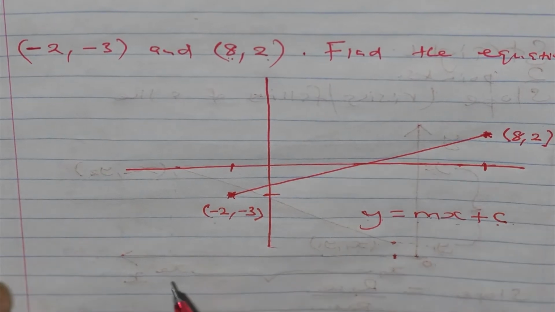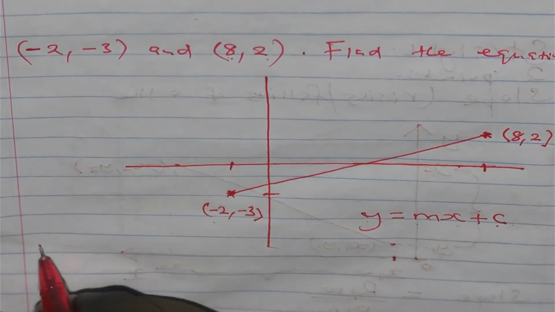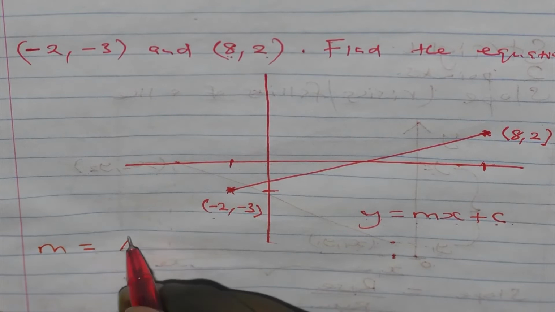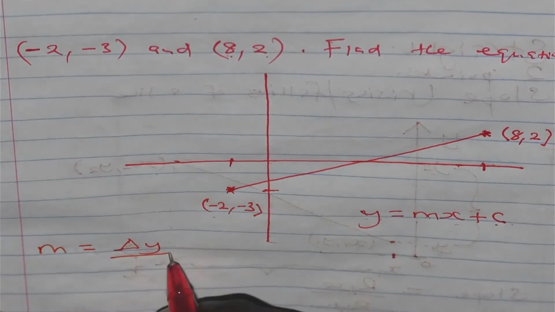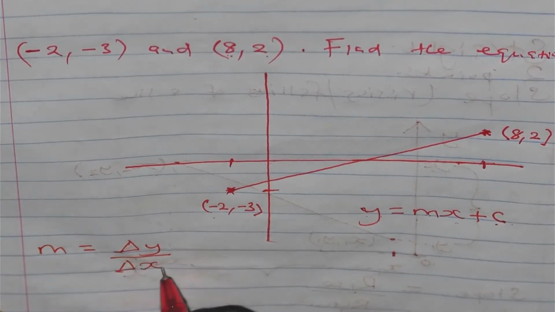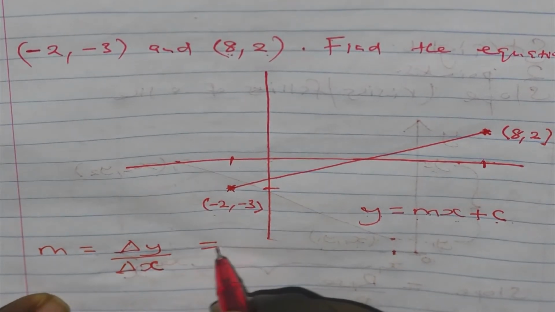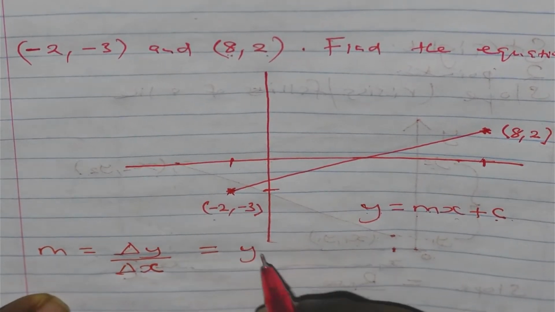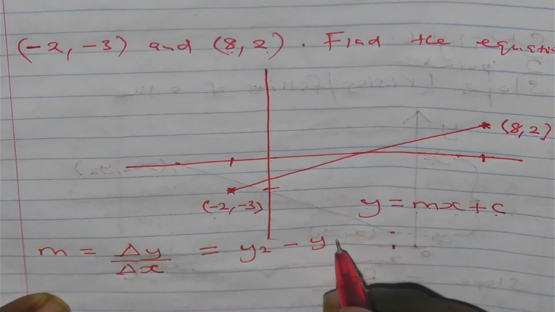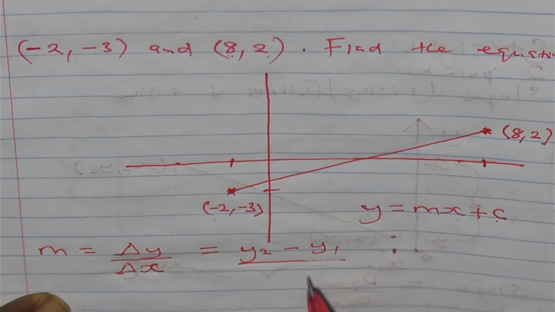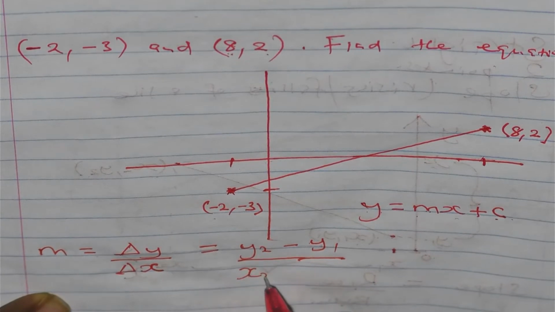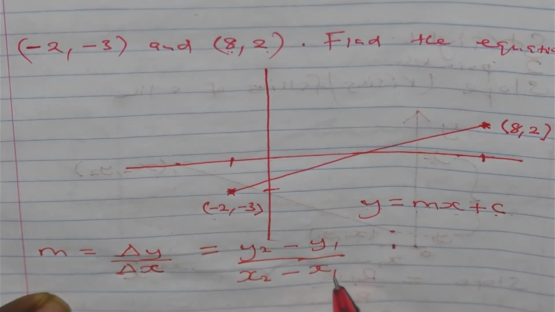So m, as we said, is equal to the change in y, or change in the rise, all over the change in x, the change in the run, which is equal to y2 minus y1 all over x2 minus x1.